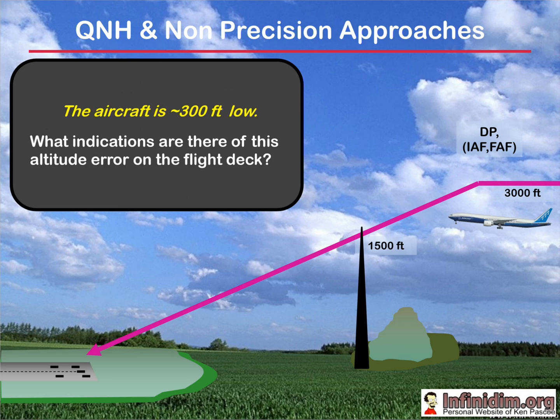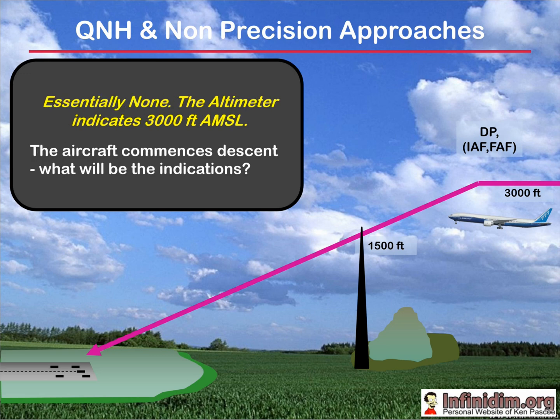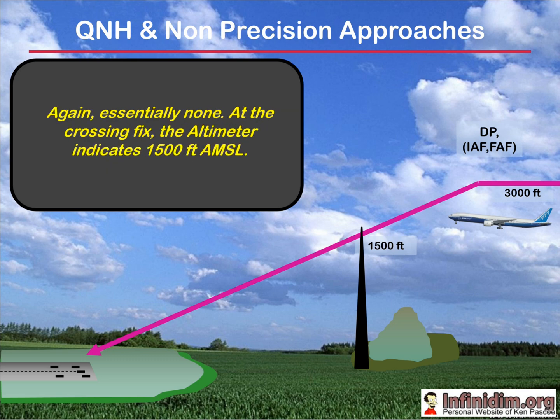A falsely high QNH will have the aircraft low on approach by approximately 30 feet per millibar. So what indications are we going to have on the flight deck that allow us to pick up on this? Essentially, there'll be no indication of this problem on the flight deck, assuming the radio altimeter is not yet registering. Even as the aircraft flies a path 300 feet below the promulgated approach, there'll be no altimeter indications of a deviation, as the aircraft passes through fixes with minimum crossing altitudes 300 feet low, but indicating the correct indicated altitude.